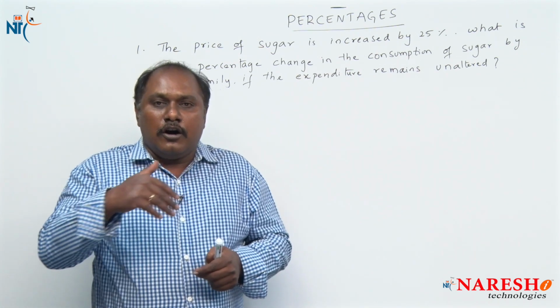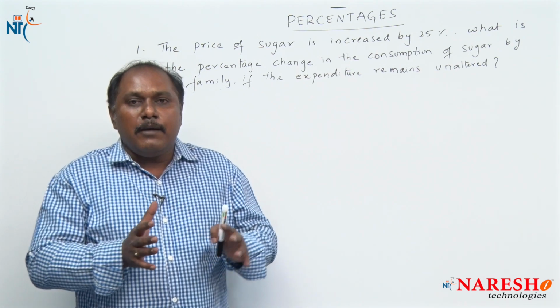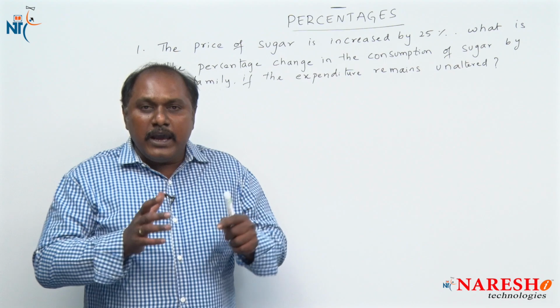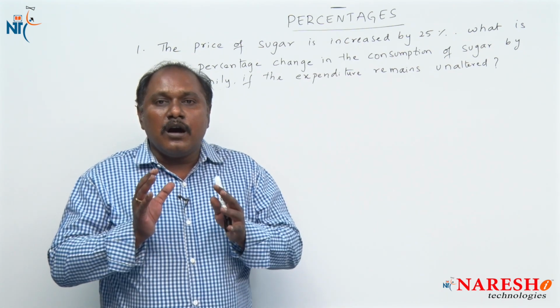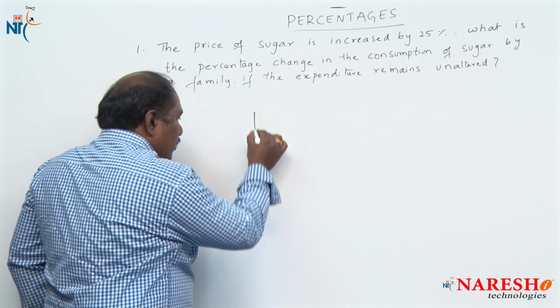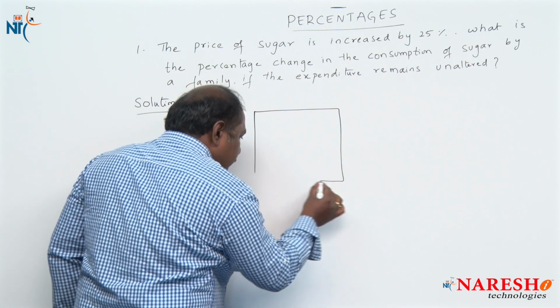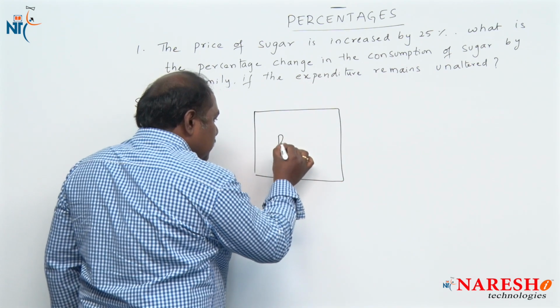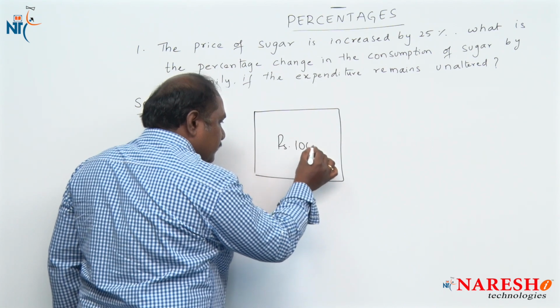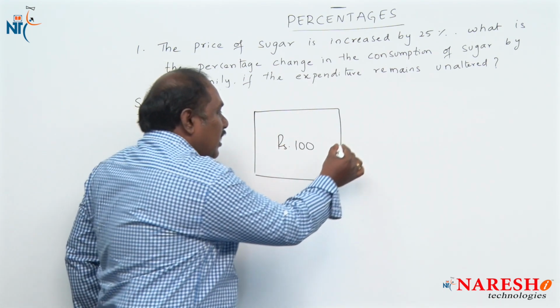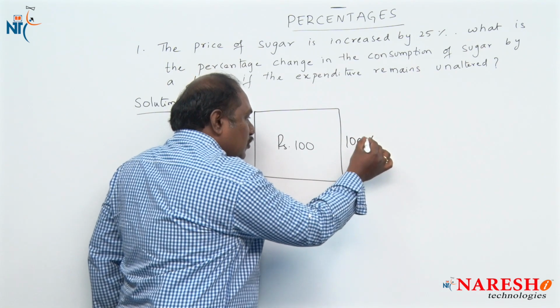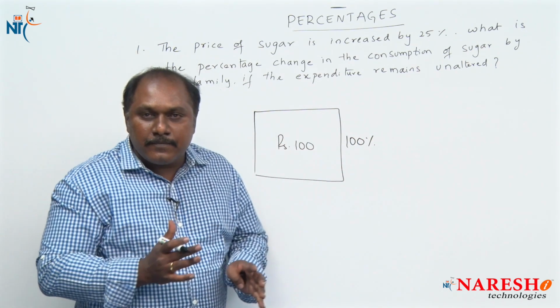While going through the shop, I find a packet of sugar where the price of that packet is written as 100 rupees. There is a packet of sugar whose price is 100 rupees. Now this complete packet is 100% for me. That is the total sugar, packet of sugar.